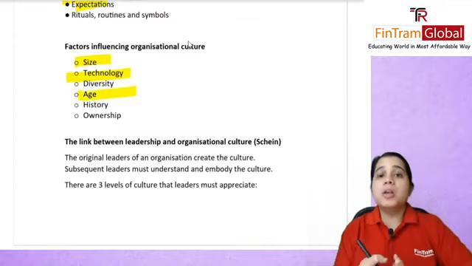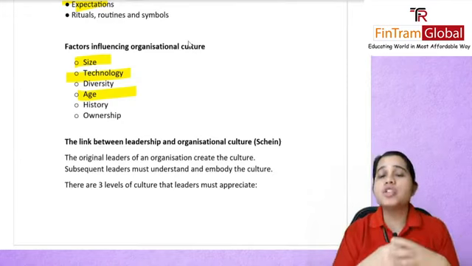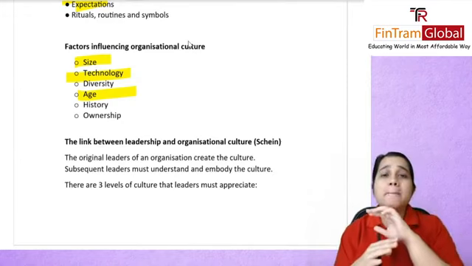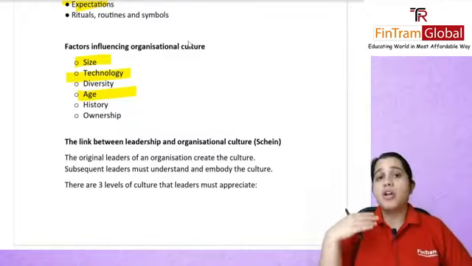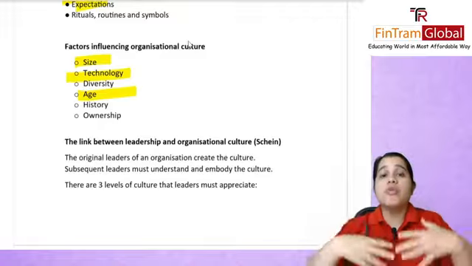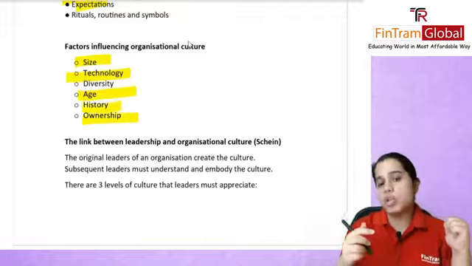Age group: organizations wherein you have people who are of younger age, probably their culture is going to be completely different from those organizations wherein you have people who are of a higher age, right? So maybe you have stricter rules there. History and what has been the type of ownership.